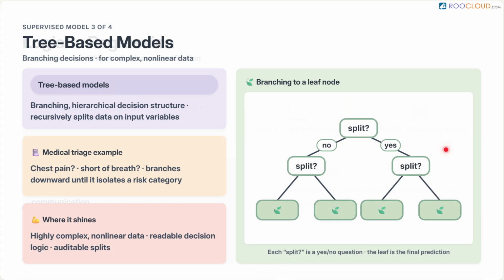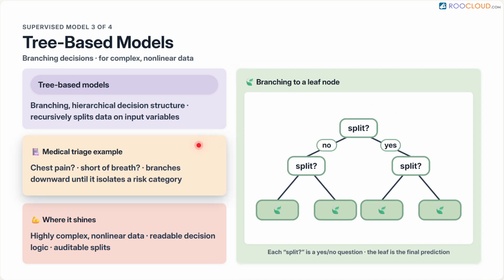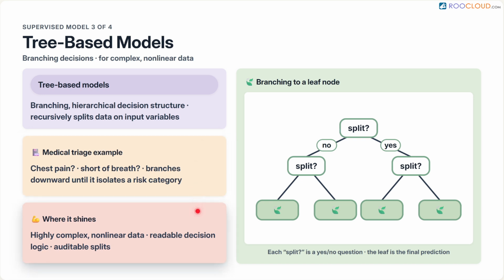Third, we have tree-based models. These algorithms handle highly complex, non-linear data by creating a branching, hierarchical decision structure. The model recursively splits data based on input variables until it makes a final prediction at the end of a branch, which is called a leaf node. Think of a medical triage questionnaire at a hospital. Are you experiencing chest pain? Yes or no. Are you short of breath? Yes or no. The model branches continuously downward until it isolates the correct patient risk category.